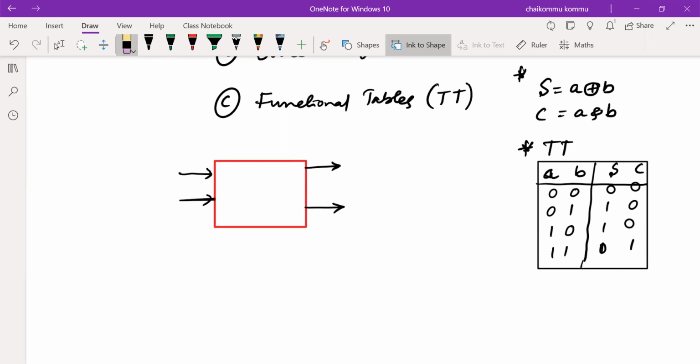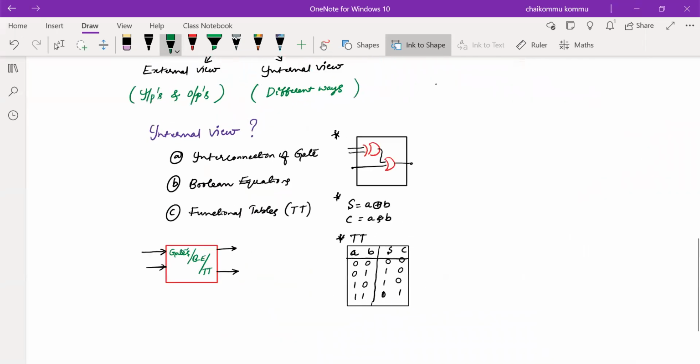So the inputs and outputs are the external view. The internal view can be a gate circuit, it may be gates, or it may be Boolean equations, or it may be truth tables, right? So this is the fundamental information that we should know while we are describing circuits. Is it clear to all of you so far? So the concept is clear or not?